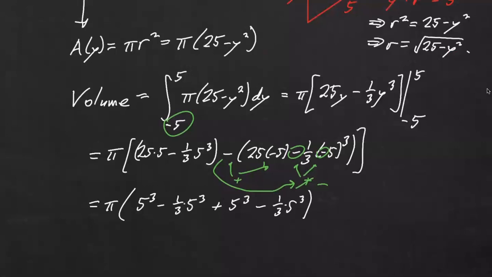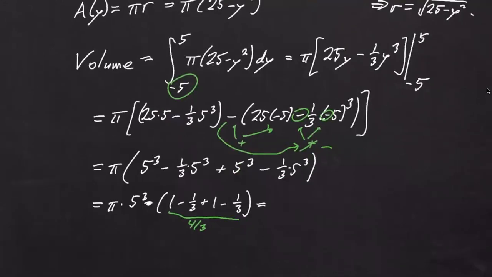I'm going to pull the 5 cubed out. So we get pi times 5 cubed times 1 minus 1/3 plus 1 minus 1/3. So 2 minus 2/3, that's 4/3. This simplifies to 4/3. And so we actually get as our final answer 4/3 times pi times 5 cubed.